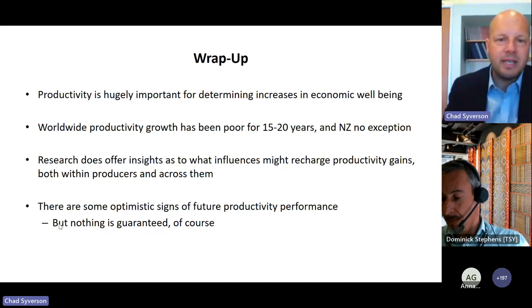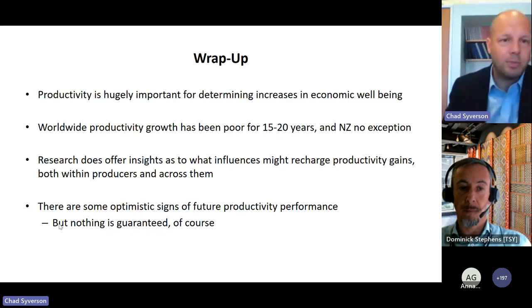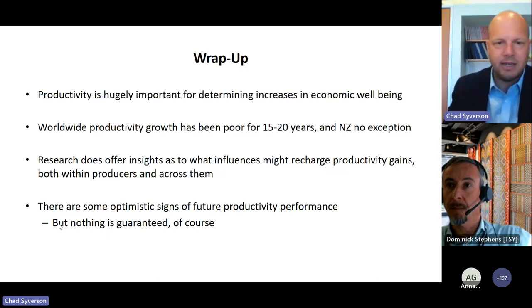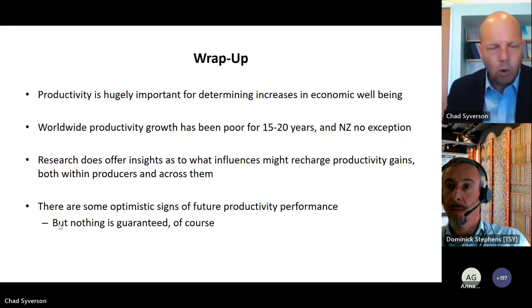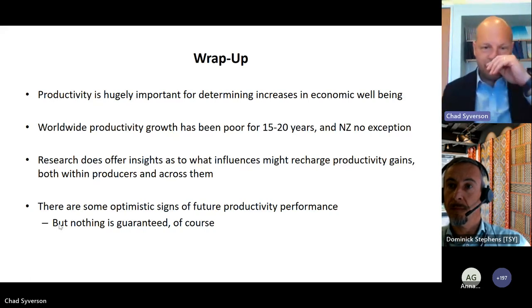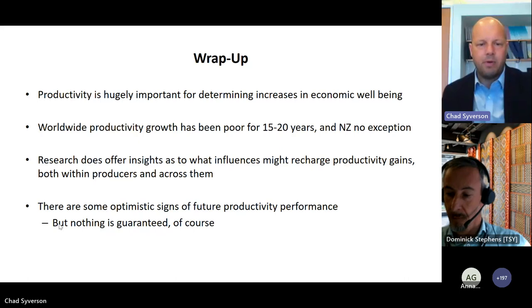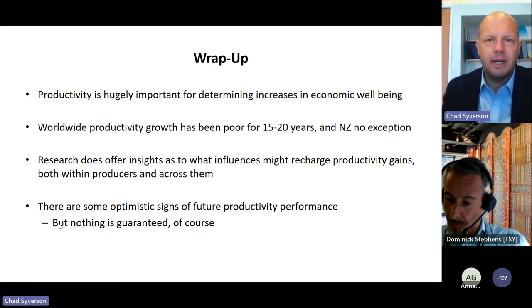Research does offer insights as to what influences might recharge productivity gains, both within individual producers and across them, that is, across producers in a given market or economy. And there are some optimistic signs of future productivity performance. But of course, this is a case, not a prediction.